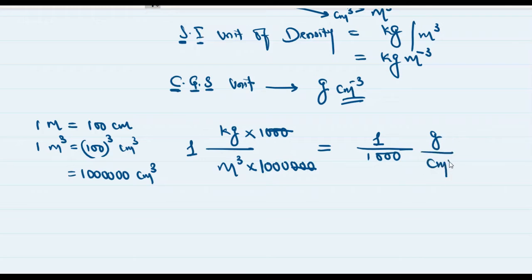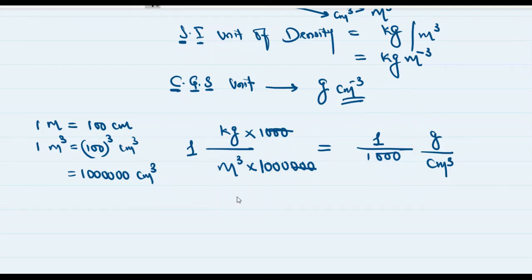Okay, so what did I do? I converted kg into grams and meter cube into centimeter cube. In the process, when I multiplied kg by 1000, it became gram. When I multiplied meter cube with 10 lakh, it became centimeter cube. And these zeros also got cut. So I got 1 upon 1000 over here.